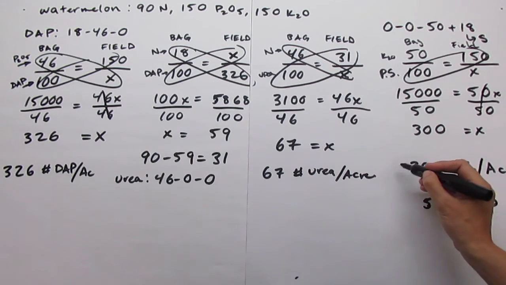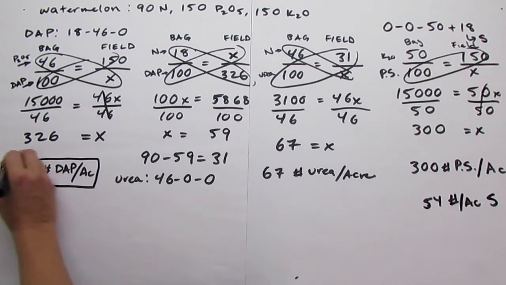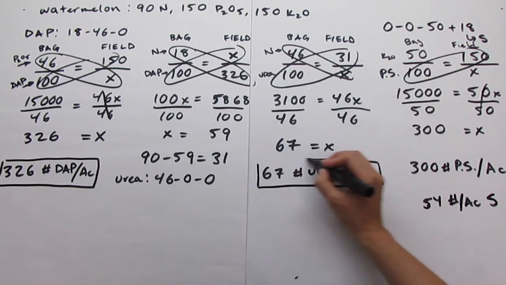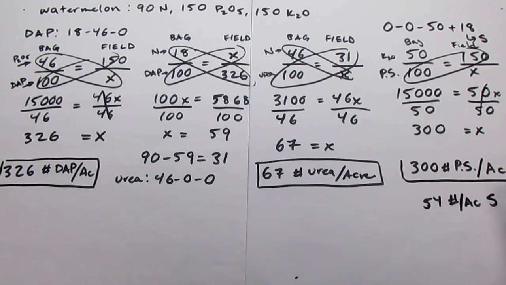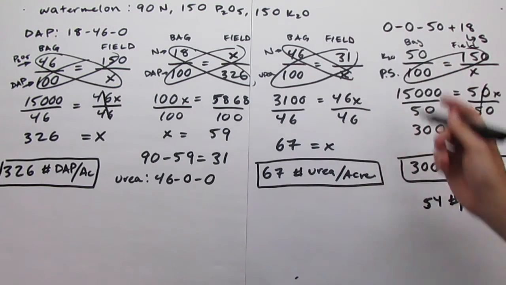So all in all, we need to apply 326 pounds of DAP per acre, 67 pounds of urea per acre, and 300 pounds of potassium sulfate per acre in order to satisfy those recommendations.